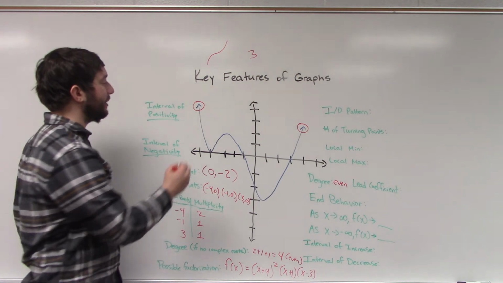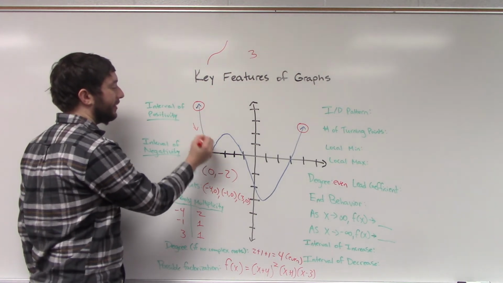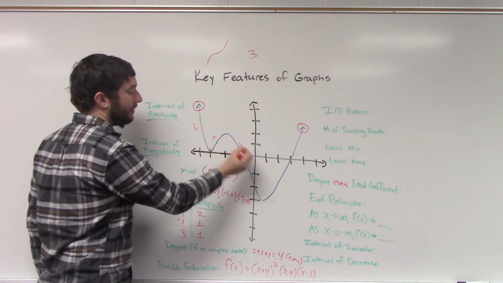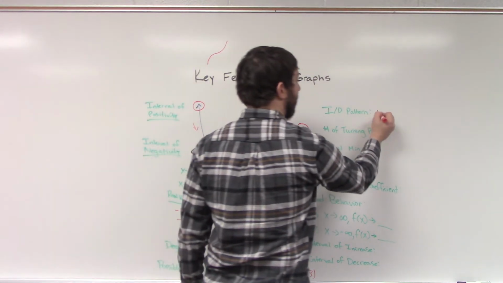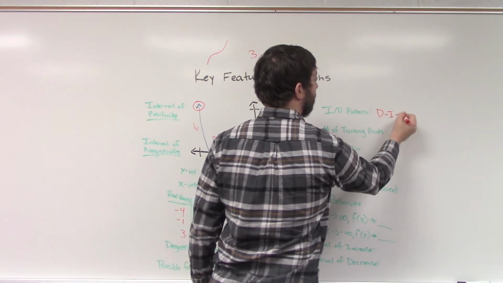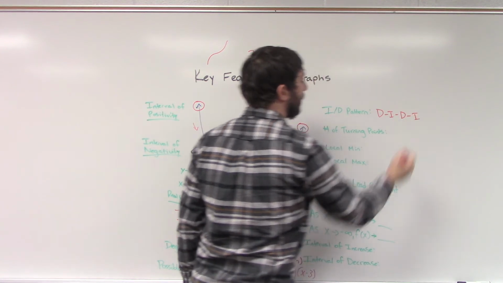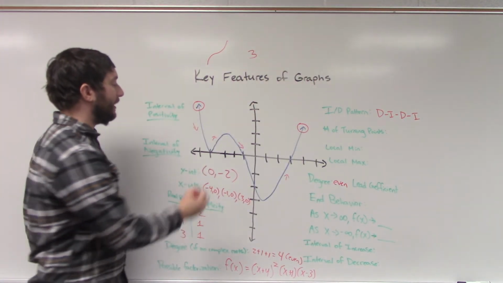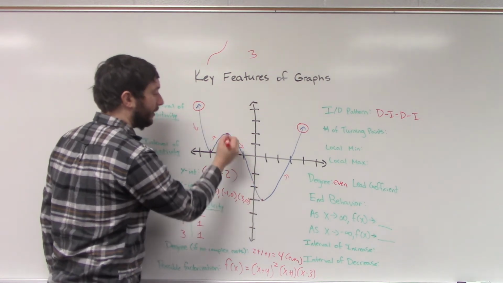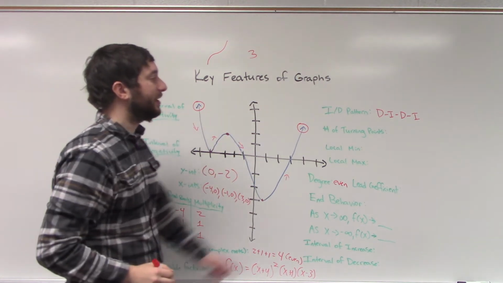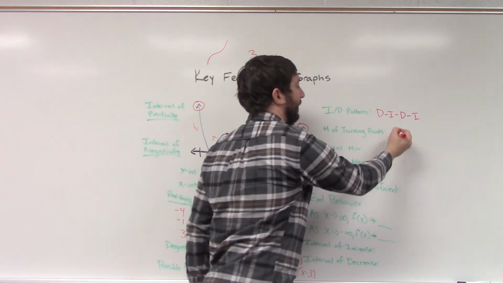Our increase-decrease pattern is, in this case, decrease, increase, decrease, increase. So D-I, D-I, as I would write it. The number of turning points then must be 1, 2, 3. 3 turning points, which makes sense because that's the number of dashes that we have here.